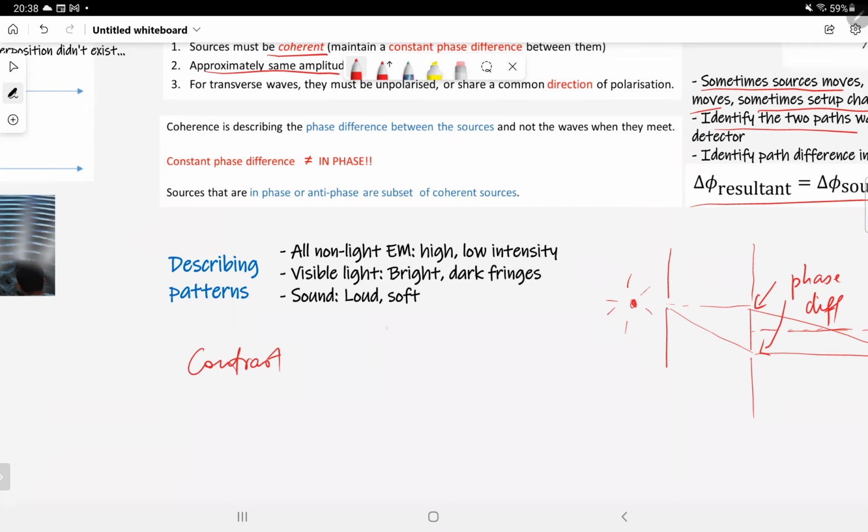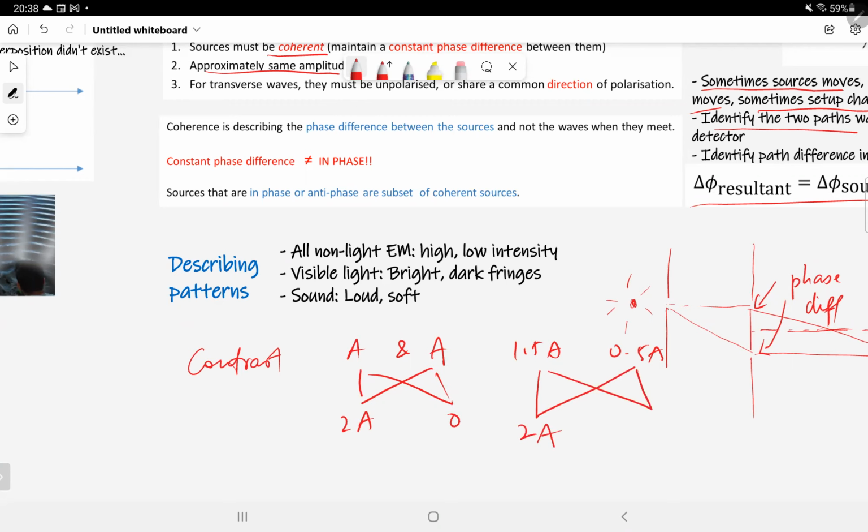Let me give you an example. Let's say you have A and A. Constructive interference will give you 2A. Destructive interference will give you 0. If you have, let's say, 1.5A and 0.5A, constructive interference will still give you 2A. Destructive interference will give you how much? 1A.